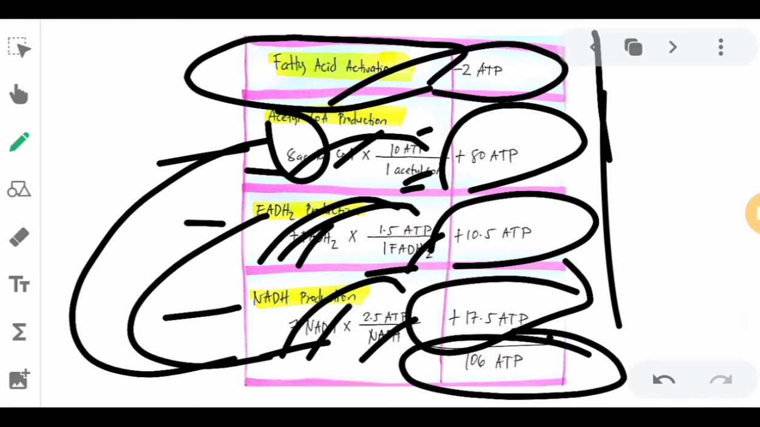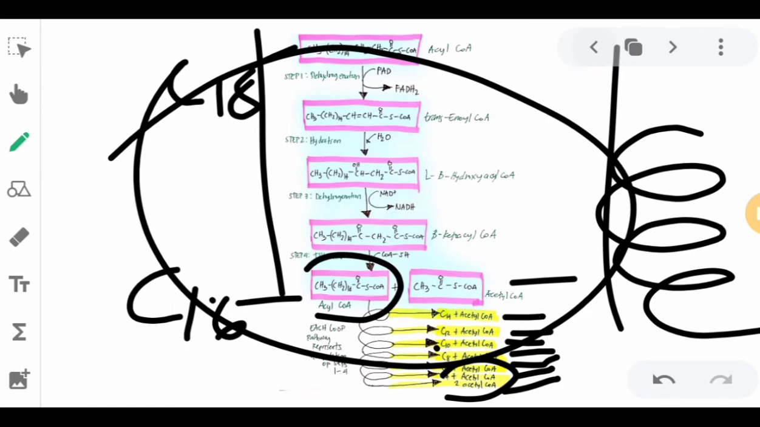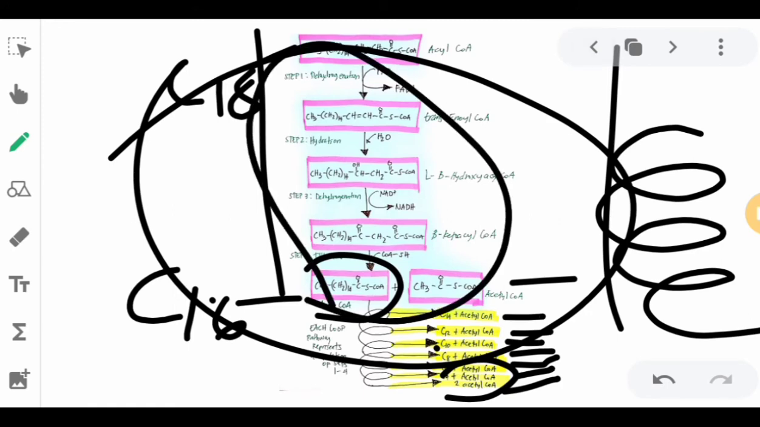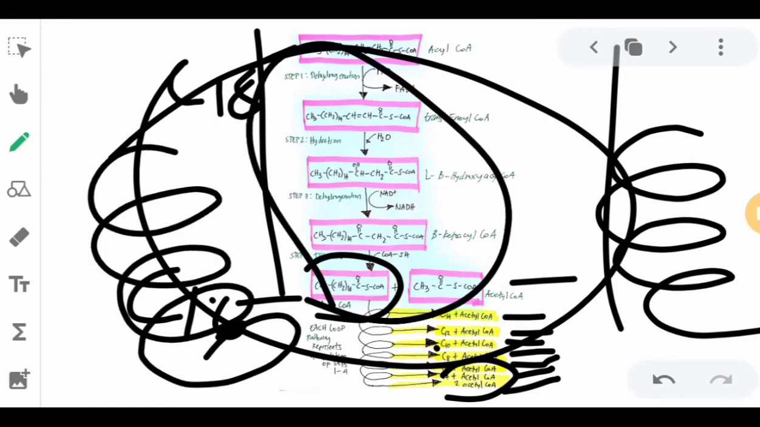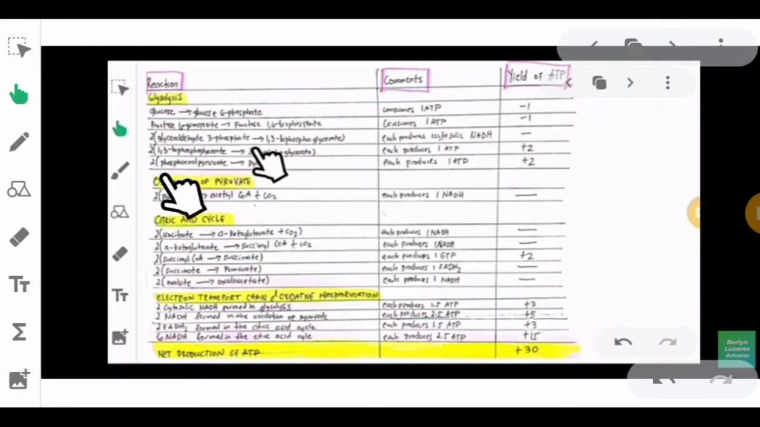So, if you have here 8 pieces of acetyl-CoA minus 1, meaning to say we have to perform the beta oxidation pathway 7 times. Meaning to say you will have 7 loops here. 1, then 2, 3, 4, 5, 6, 7. 7 loops. Okay. Let us compare the complete fatty acid oxidation and the complete glucose oxidation. So, one glucose will produce 30 ATP based on this lecture that I have taught you.